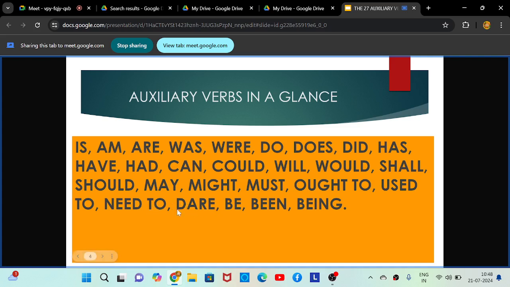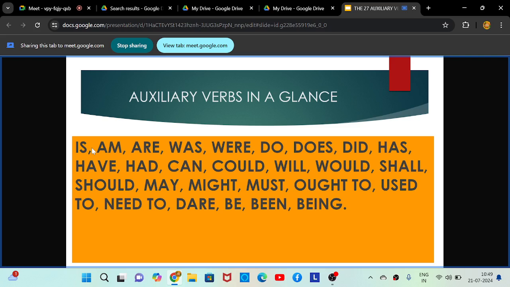Talking about dare, it will not come in either primary or modal. Dare is neither primary nor modal. It will not come in any of the groups. It is just an auxiliary, that's all. Because that is very scarcely used, there is no need to consider dare.